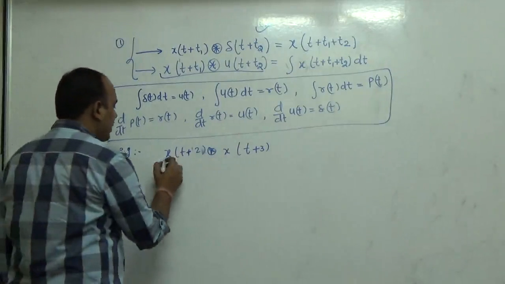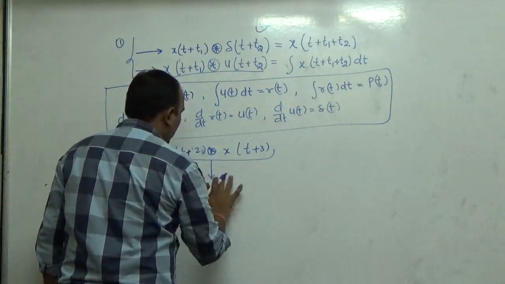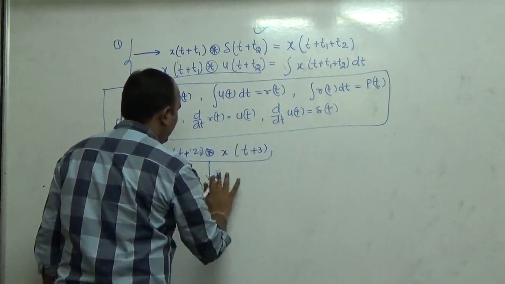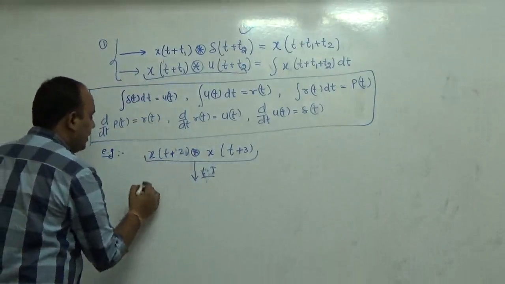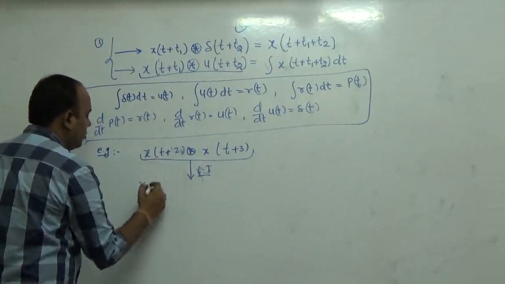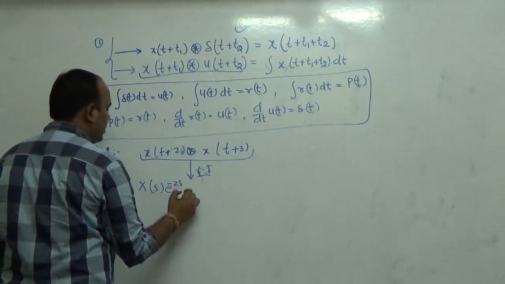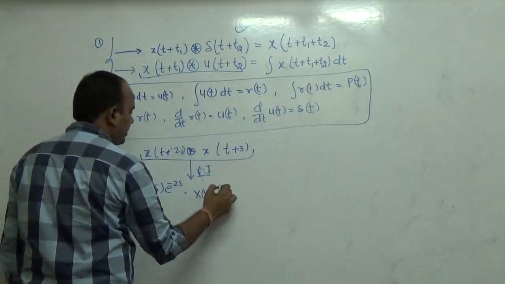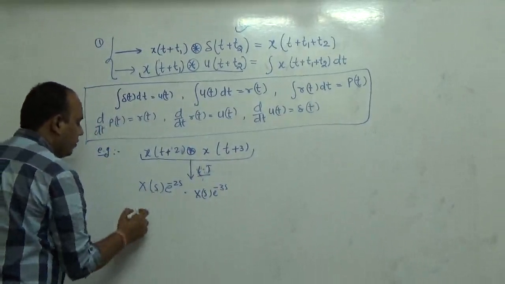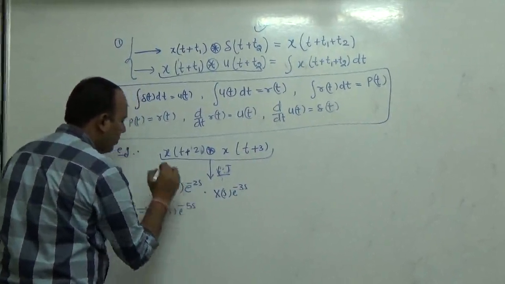First thing is you have to find the transform, the main thing. You can use Fourier or Laplace, anything. Here I am taking the Laplace transform. So for x(t+2) you will get X(s) e to the power of 2s, multiplied by X(s) e to the power of 3s. When you combine, you will get X(s) e to the power of 5s.